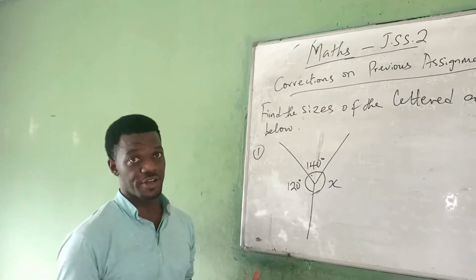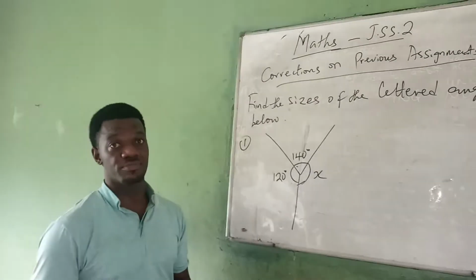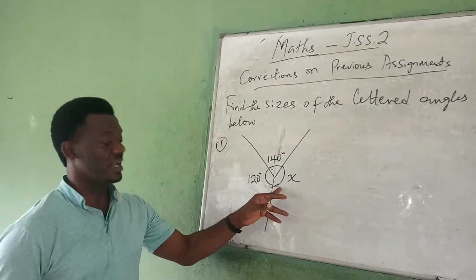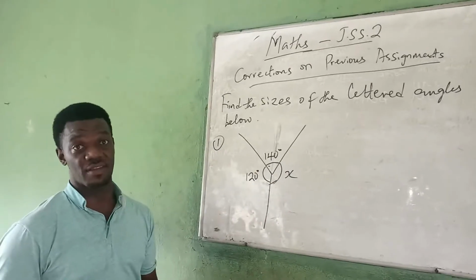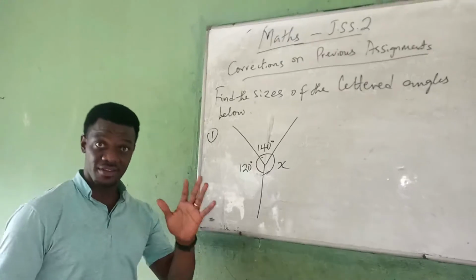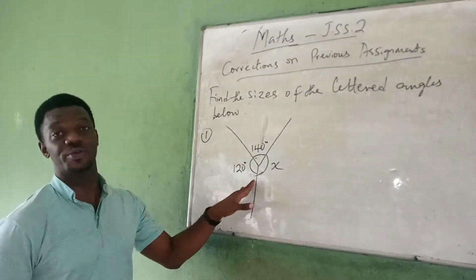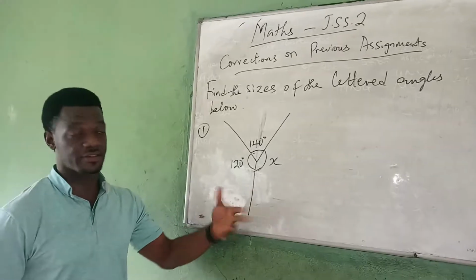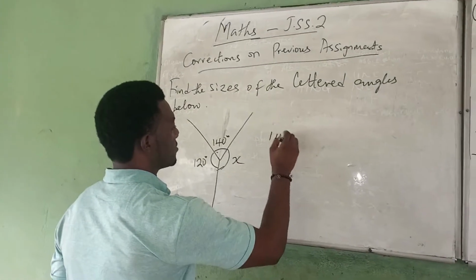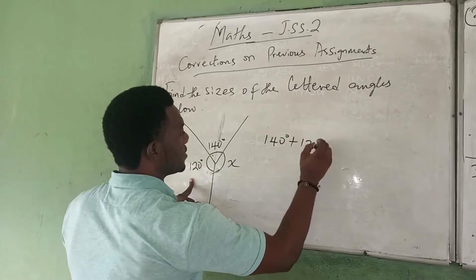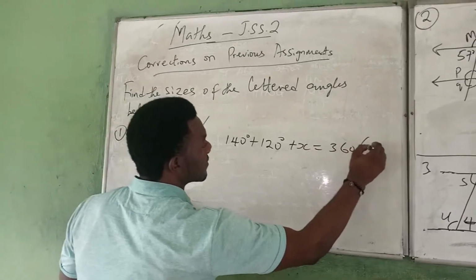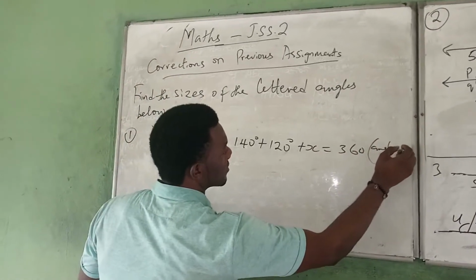Just as we already know, the rule that connects to this is the rule of angle at a point. The sum of the angles at a point is 360 degrees. That is the rule we are going to apply here in order to find x. So, how do we do it? Say 140 degrees plus 120 degrees plus x is equal to 360 degrees. That's angles at a point.